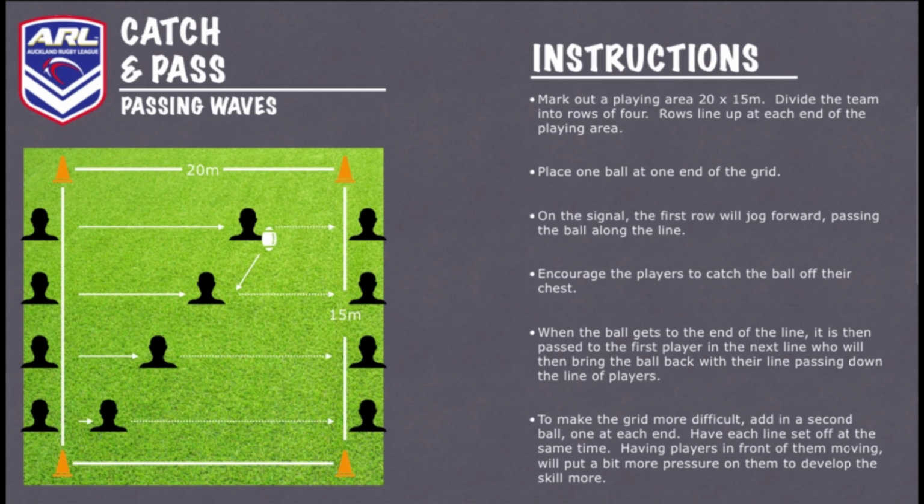Divide the team into even lines of 3 to 4 players. Have players line up at both ends of the playing grid. Place one ball at the end of the grid, and on the signal, the first row will jog forward, passing the ball along the line. Encourage the players to catch the ball off their chest. When the ball gets to the end of the line, it is then passed to the first player in the next line, who will then bring the ball back, passing down the line through each of the players.